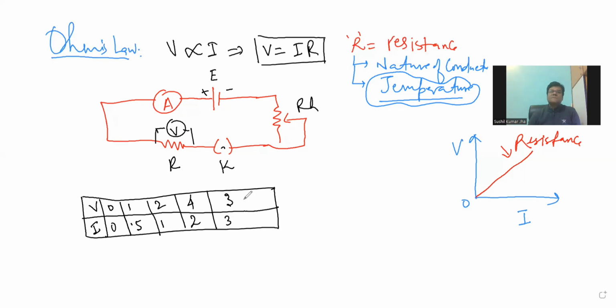If we do it like 3, let's say it is 3. After 4, let's make it 6. And then if we do it 8, then let's say it is coming out to be 4. And so he found that there is direct proportionality between voltage and current. But under that condition, when physical conditions like temperature remain constant.